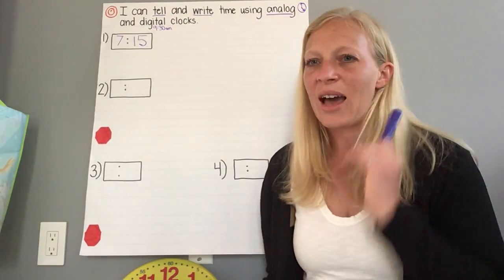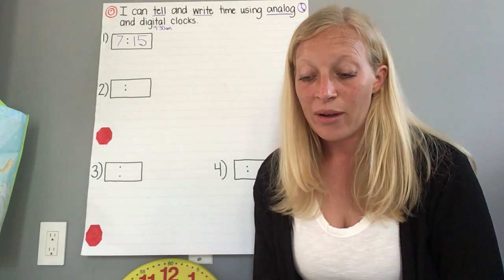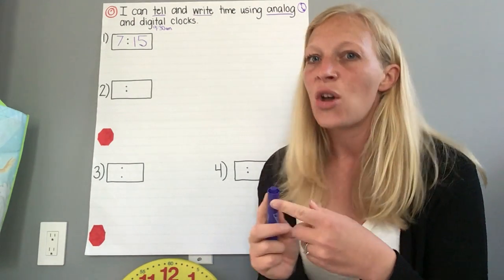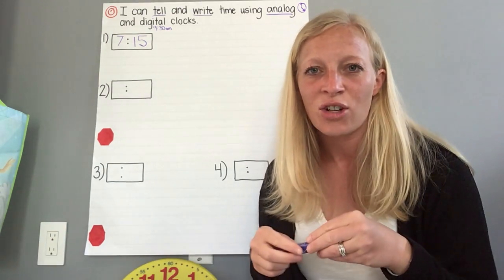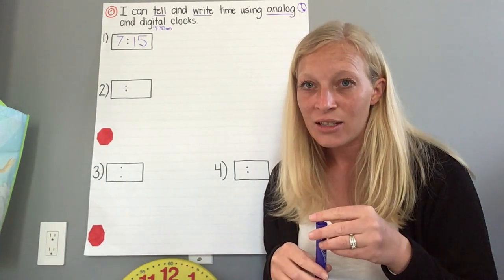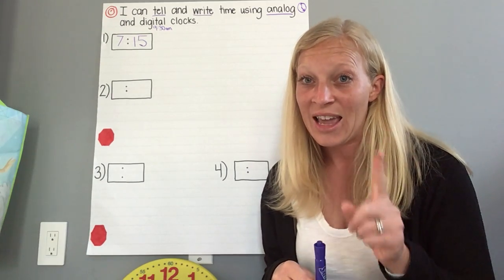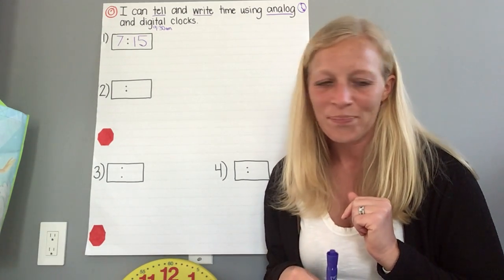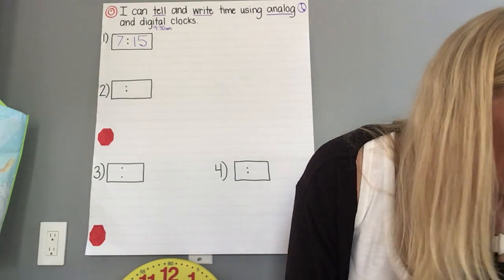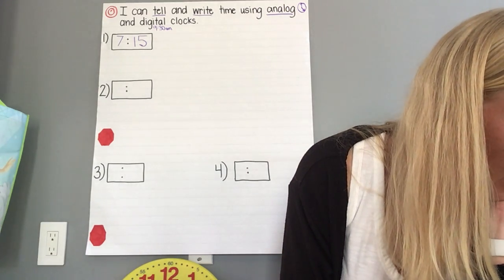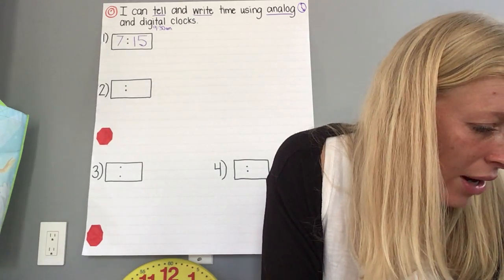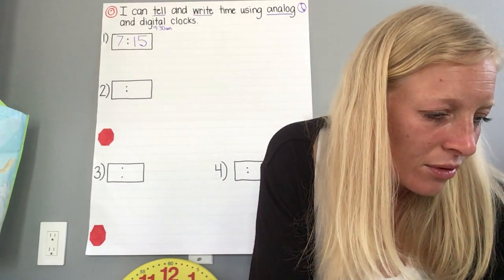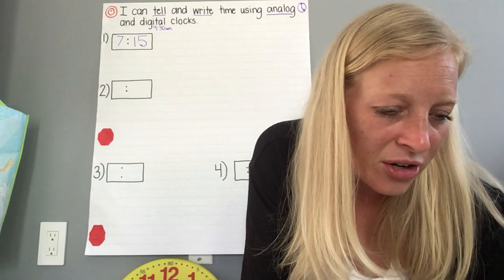And while you're showing me that, I'm going to ask you questions. I want to ask where your hour hand is, where your minute hand is, how do you know those hands are going there, and we'll make sure we specify AM and PM when we get done, okay? Where is your hour hand going? Is it right on the 7? Why not? So where will it go in between your 7 and your 8?